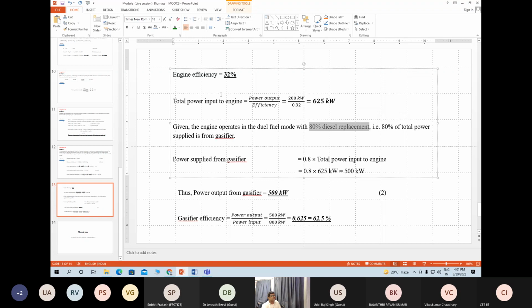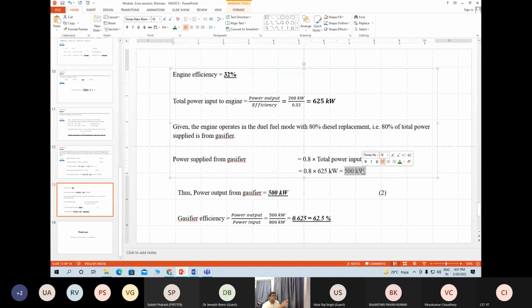Once we are replacing 80% of the diesel, we simply calculate the power supplied from the gasifier to this engine, which is 80% of this value. Multiplying 0.8 into this total power, it is 500 kilowatt, the power supplied from the gasifier. The remaining is coming from the diesel as fuel.